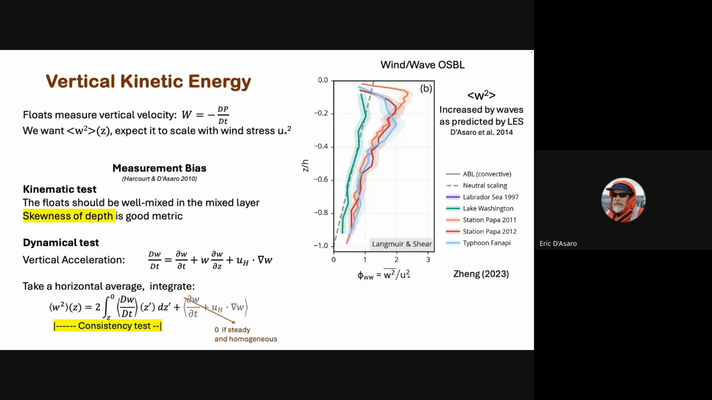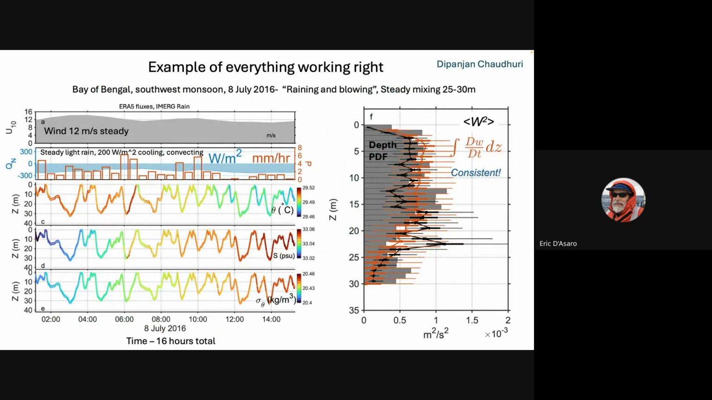Subtler thing is, let's look at the expression for vertical acceleration. dw/dt is the Eulerian derivative plus w times dw/dz plus horizontal terms. If it's horizontally homogeneous and you average, those terms go away. You get that expression. You integrate it once. You end up with w squared is equal to the integral of the acceleration over depth. That's just true. That only works if you're measuring Lagrangian. And now I have two measurements of w from completely different things, and so I can check that they're the same. And sometimes that really works out nicely. This is an example of everything working out nicely.